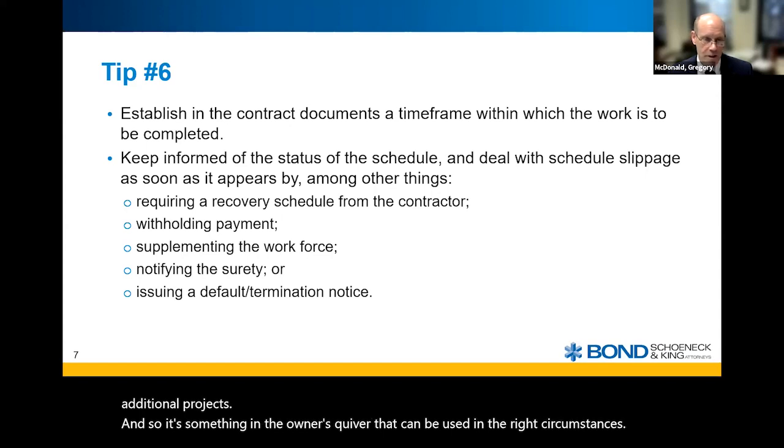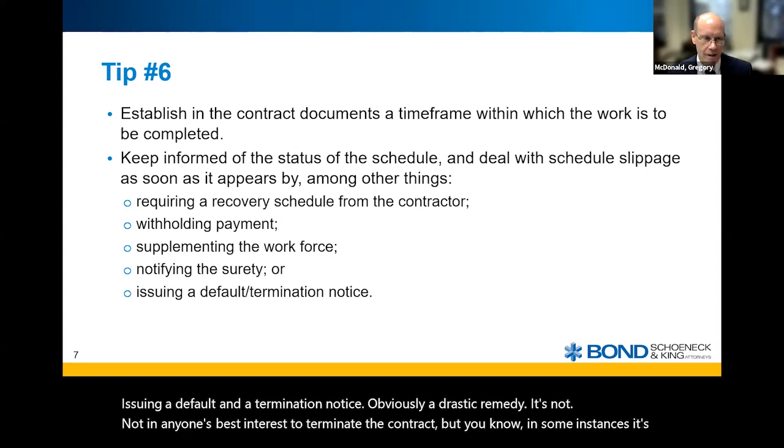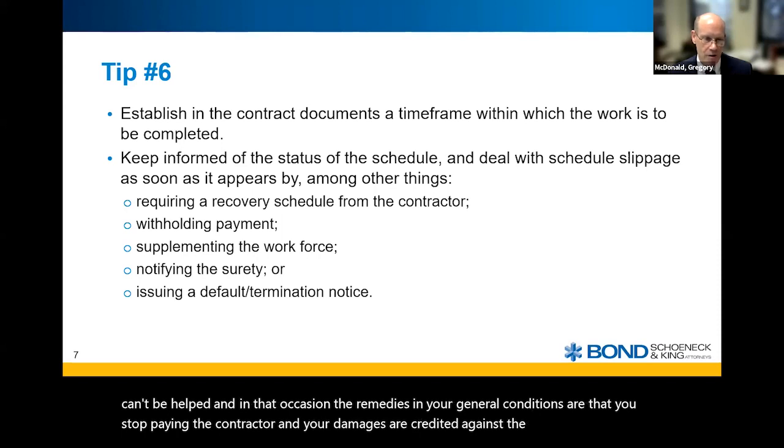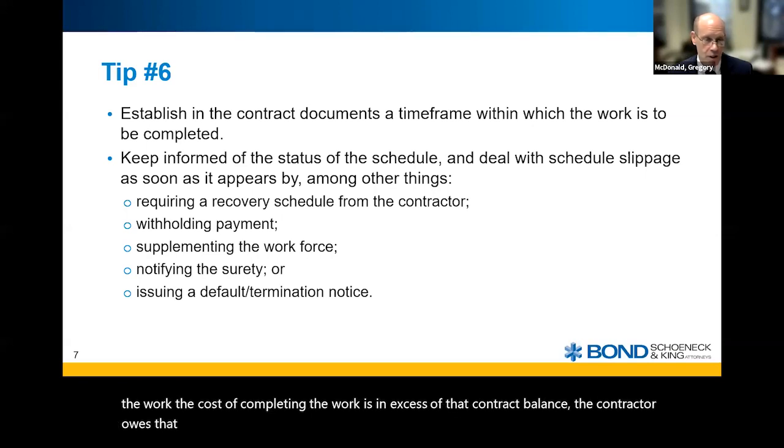Issuing a default and a termination notice is obviously a drastic remedy. It's not in anyone's best interest to terminate the contract, but in some instances it can't be helped. And on that occasion, the remedies in your general conditions are that you stop paying the contractor, and your damages are credited against the remaining contract balance. There's no additional payment due to the contractor till the work's complete. And if the cost of completing the work is in excess of that contract balance, the contractor owes that money, or the contractor's surety owes the owner that money.